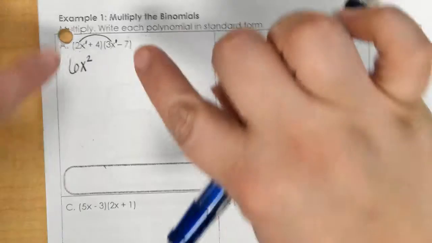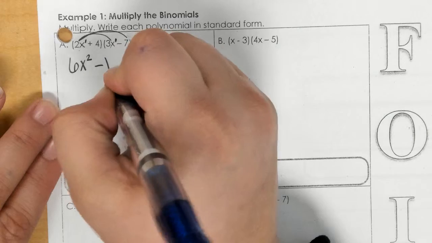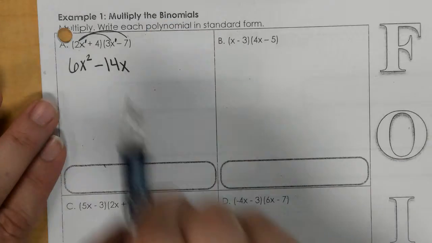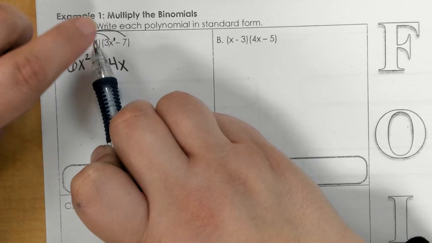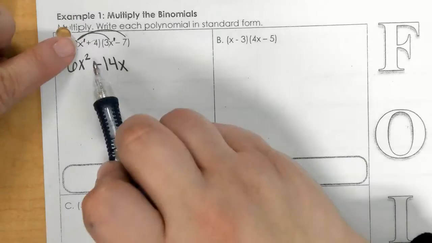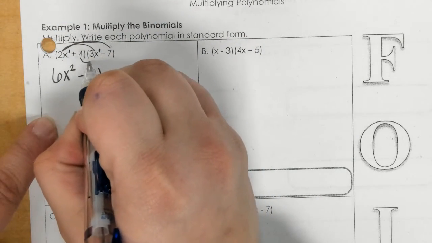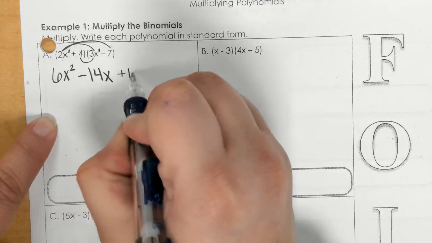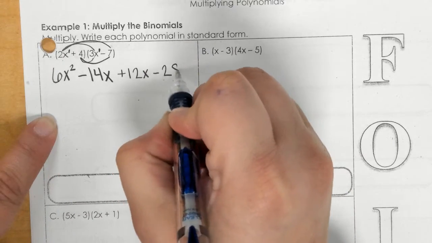Then outer is the 2 outer terms. So 2x times negative 7, which is negative 14x. So you could think of it as, oh, I just distributed the 2x times each one. Okay. Then we go to the inner, the I. And the inner says we start with this 4, and we multiply 4 times 3x, and 4 times negative 7.